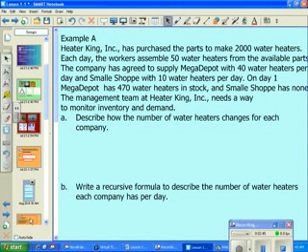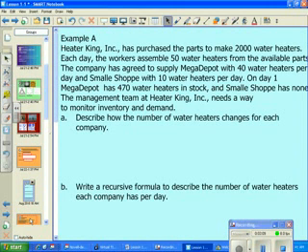Our first example talks about Heater King. It has parts for 2,000 water heaters. It assembles 50 of them every day, gives 40 of them to the Mega Depot store, and gives 10 of them to the Small Shop store. On day one, Mega Depot has 470, and Small Shop has none. We want to keep track of each store's inventory. So notice there are definite patterns here.